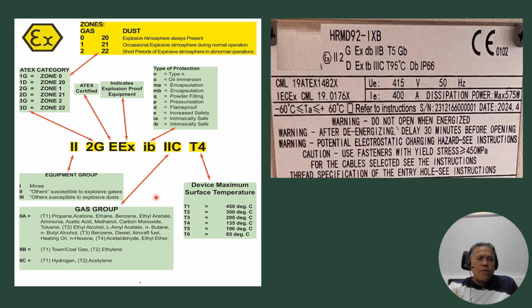So this is how you need to check during the verification. And then if you ask for the certificate of the equipment, you can see the ATEX certificate number, ATEX 1482X. So this is how you check your certification.